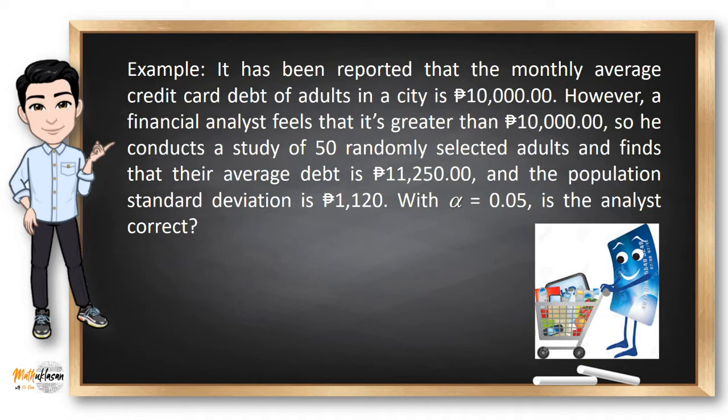It has been reported that the monthly average credit card debt for adults in a city is 10,000 pesos. However, a financial analyst feels that it's greater than 10,000 pesos. So he conducts a study of 50 randomly selected adults and finds that their average debt is 11,250 and the population standard deviation is 1,120. With an alpha level or level of significance of 0.05, is the analyst correct?